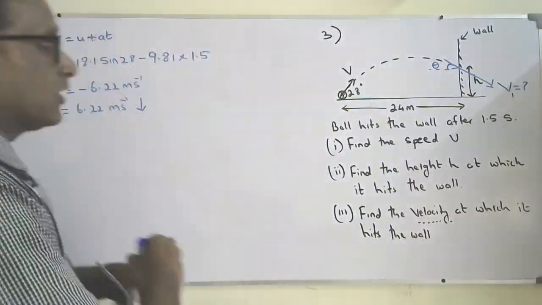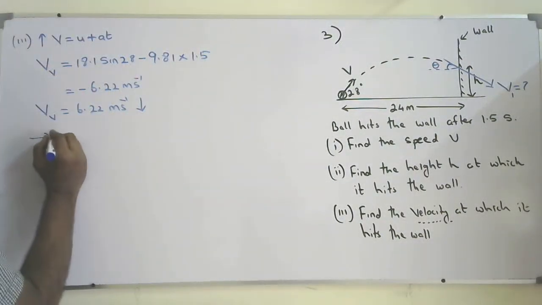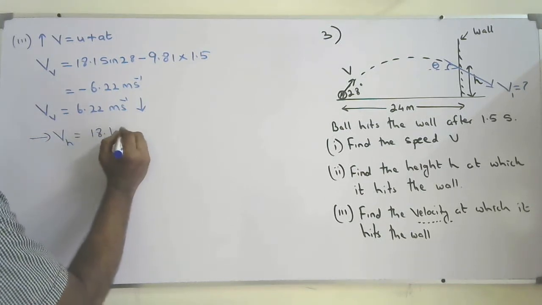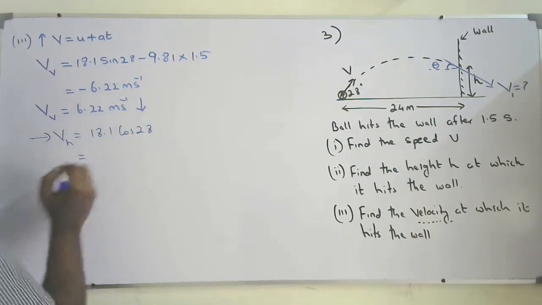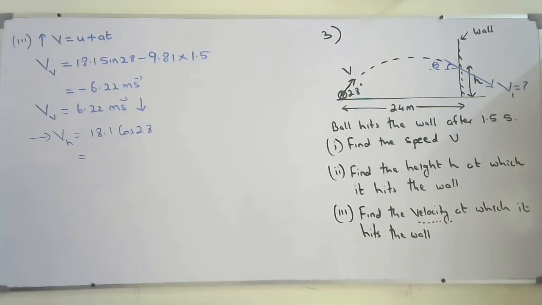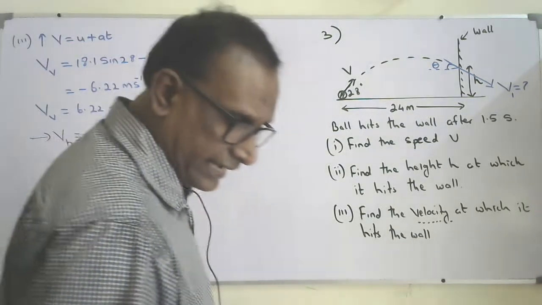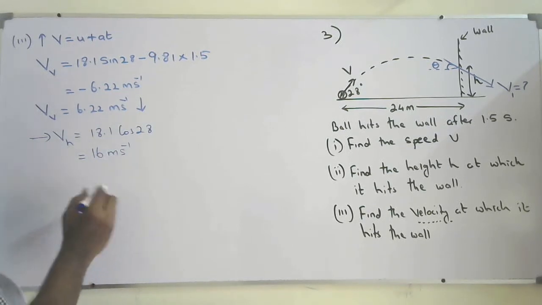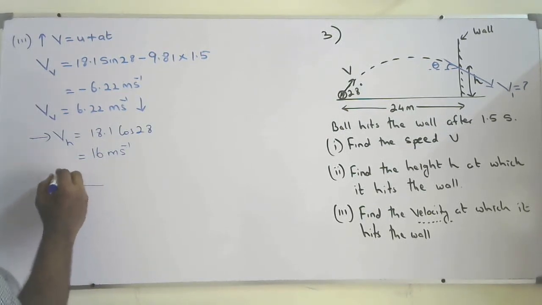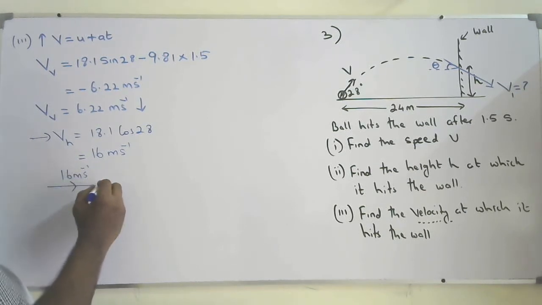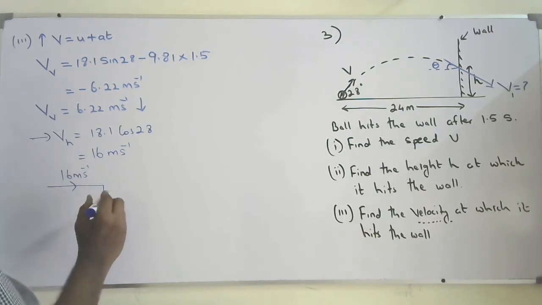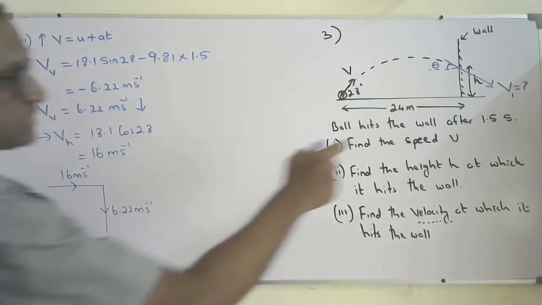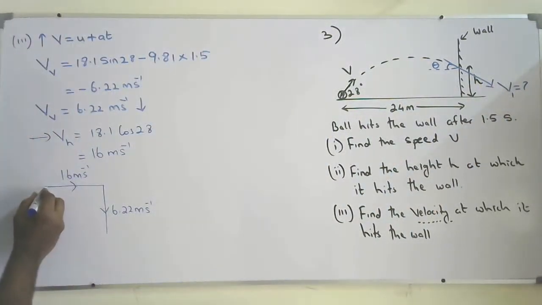The horizontal component of velocity remains the same. The horizontal component of velocity just before hitting the wall is going to be 18.1 cos 28. That will be 15.98. I can take it as 16 meters per second. Okay, so I know the horizontal component just before hitting is 16 meters per second, and the vertical component, vertically downwards, is 6.22 meters per second. So this is going to be the velocity v1.